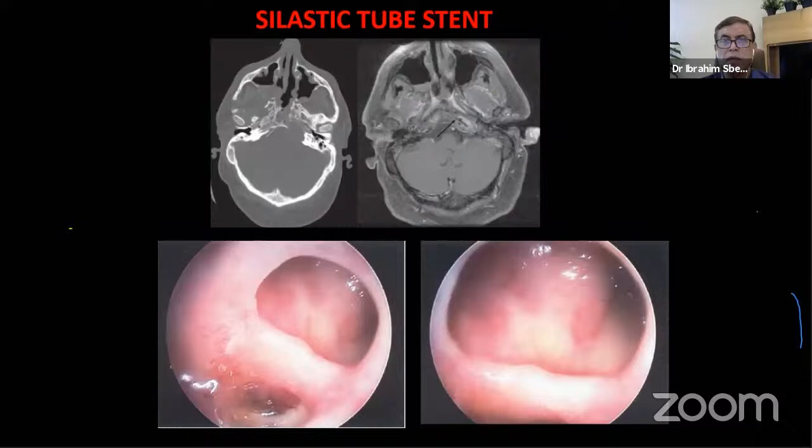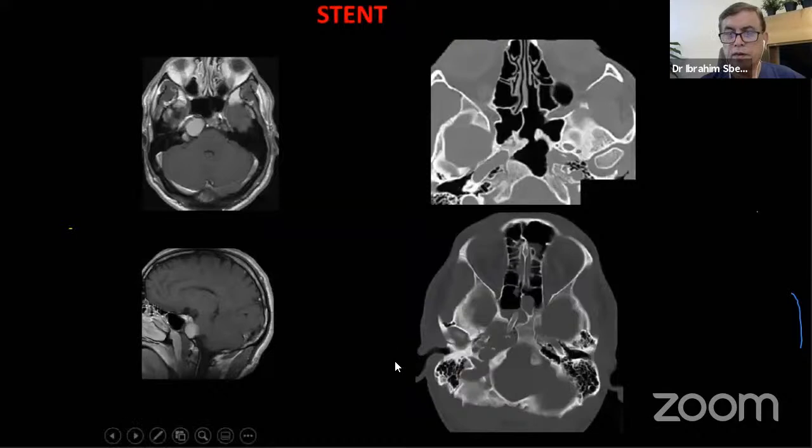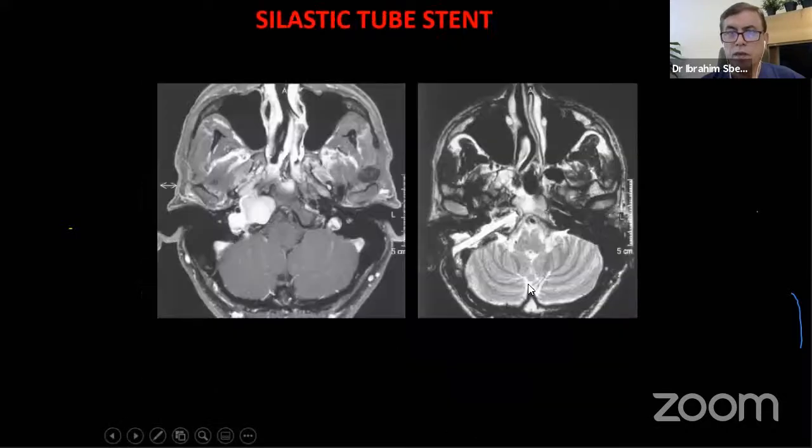As I said, one of the features of this drainage is to keep a stent inside or a tube inside to prevent it reaccumulating or recurring again. Stent here, you can see it in postoperative period. Same thing here, stent, and here, a long stent.